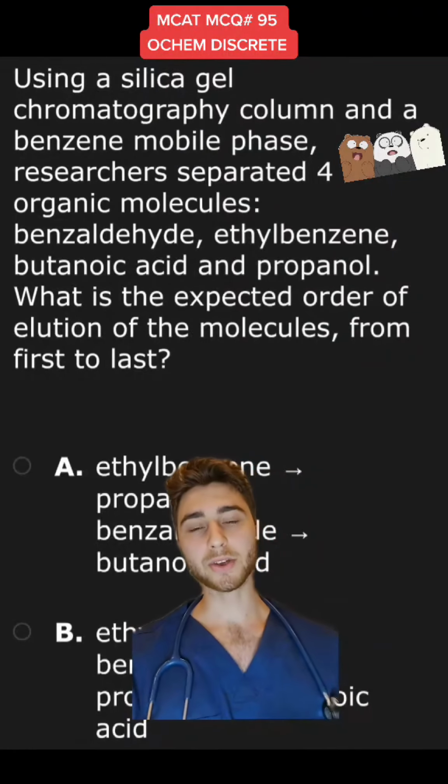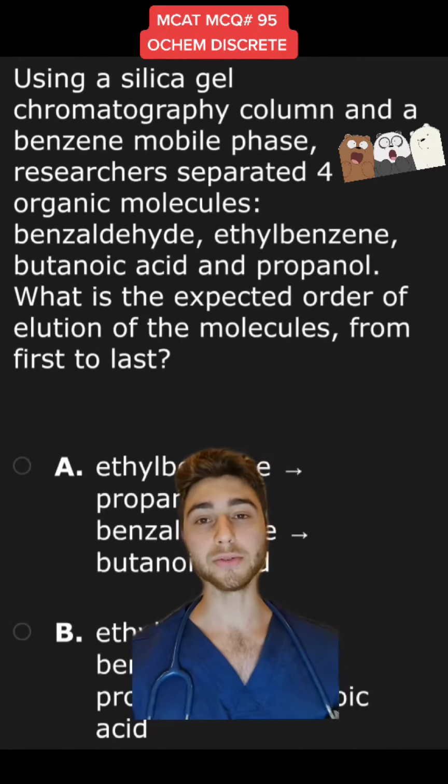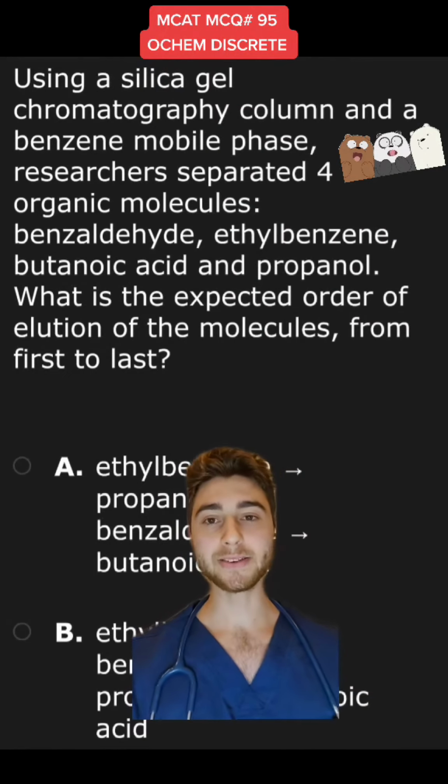Using a silica gel chromatography column and a benzene mobile phase, researchers separated 4 organic molecules: benzaldehyde, ethylbenzene, butanoic acid, and propanol. What is the expected order of elution of the molecules from first to last?